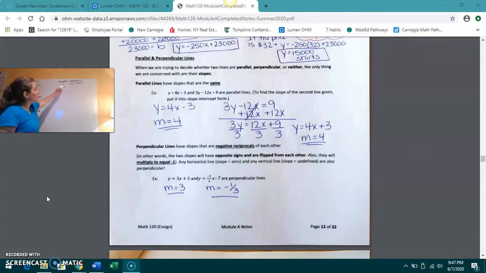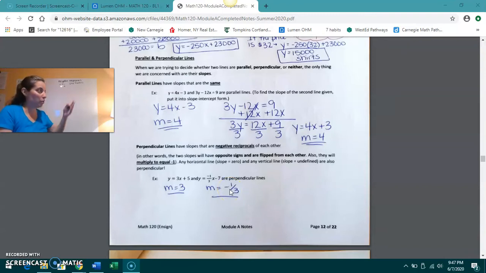So, for example, if you look on the bottom of this page here, if these two lines are perpendicular, we can see that the slopes are negative reciprocals. Here the slope is 3, or we can write that as 3 over 1, positive 3 over 1. This slope is negative 1 over 3. So the sign changed and it flipped. So those are the only two things we care about.